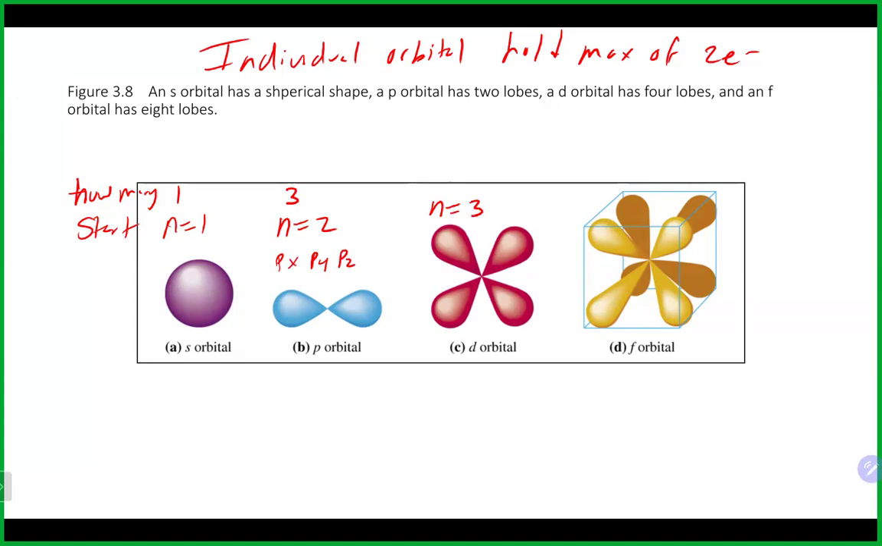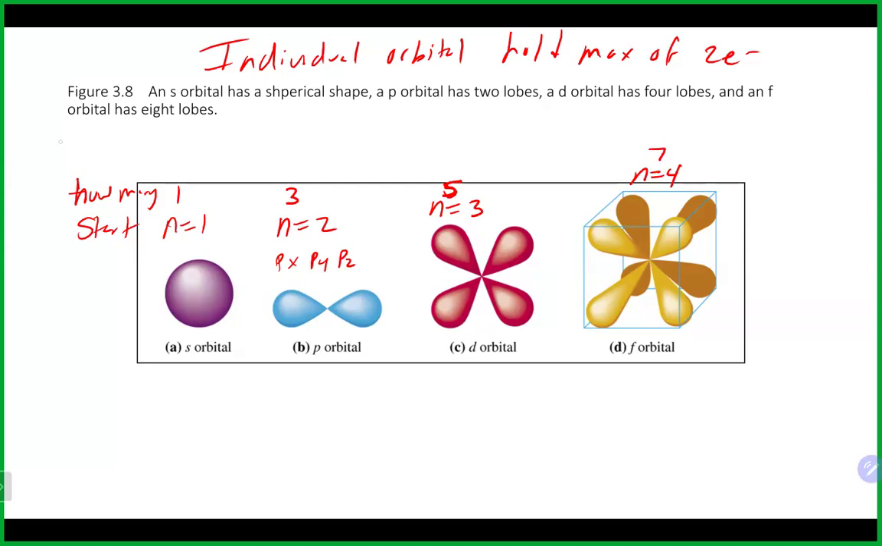There are also d orbitals, and they do not start until the third energy level. And there's actually 5 different types of d orbitals. And the last type of orbitals we come across don't begin until the 4th energy level. And there actually are 7 different types of f orbitals, which kind of look like what you see in the picture.